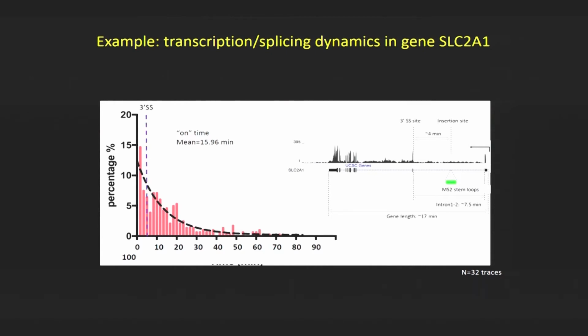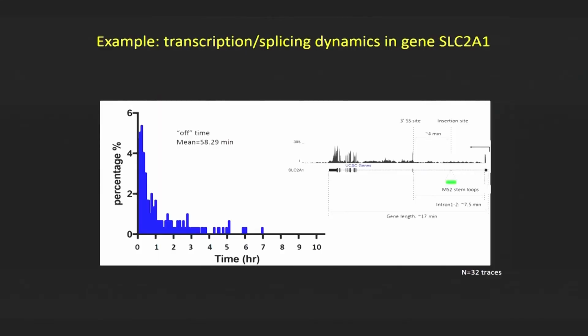Now, to put that in perspective, a polymerase moving at what we think is the average polymerase velocity would reach the 3' splice site, the splice acceptor, at that time. It would reach the end of termination at that time. And so everything that happens after this transcription termination site is on introns, which are retained for long periods of time at the site of transcription.